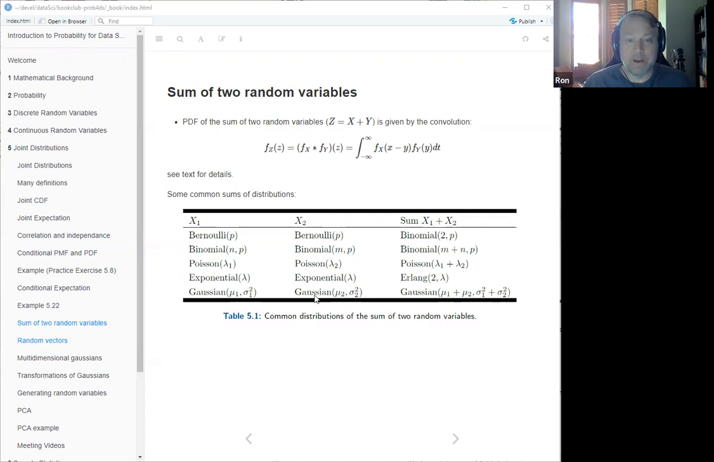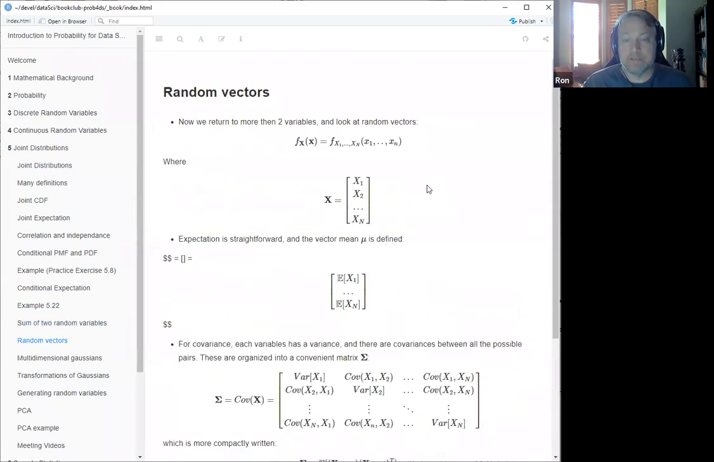Anyway, let's move on to that second section then. Now we're going to look at many variables, or n variables. These are usually expressed in terms of random vectors. The distribution over the random vector is given by some function of each of the components, where this is the random vector spelled out, X, with all these different components. It's just a way of organizing all these random variables into a vector.